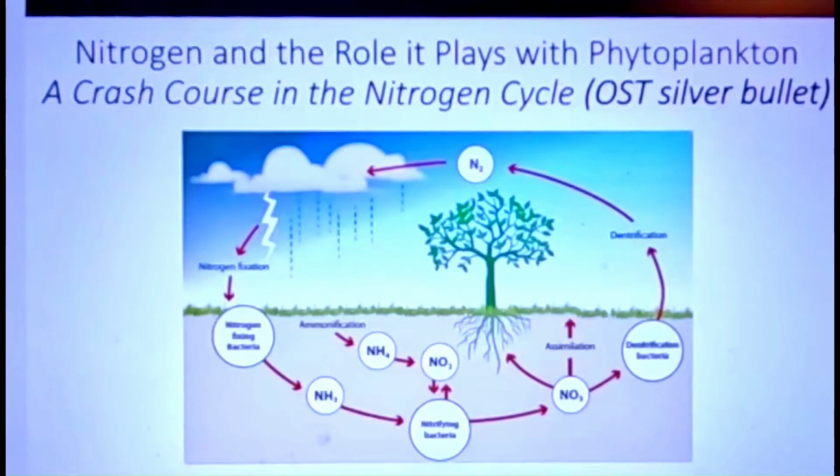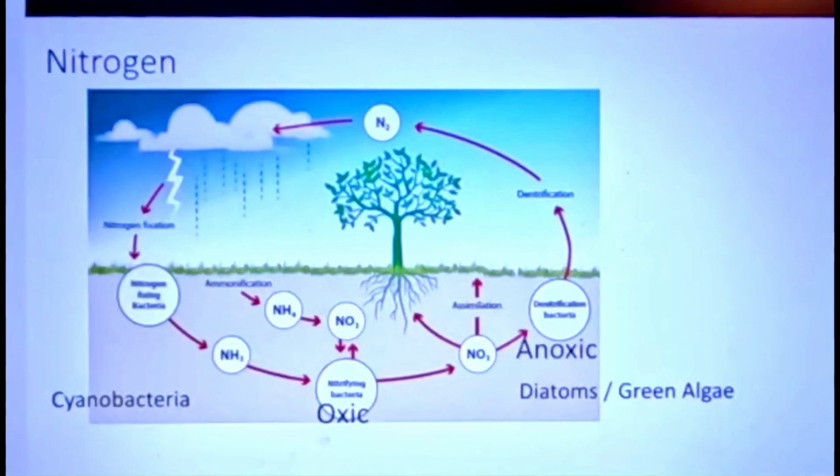So one more quick thing. This is going to be our quick introduction to the nitrogen cycle, or more specifically, what I like to believe is Oxygen Saturation Technology's silver bullet. Now, when algae or phytoplankton, which can be cyanobacteria, diatoms, or green algae, grow, they need an inorganic form of nitrogen. So, on this nitrogen cycle, we are looking at where we are oxic and anoxic.